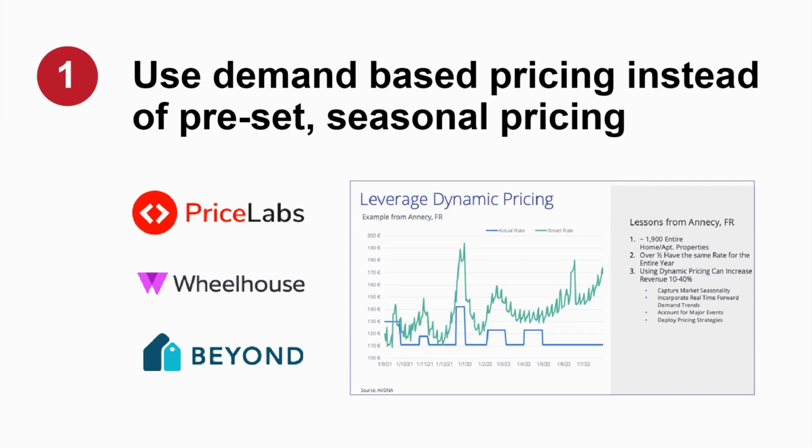Let me share a specific example from our friends at AirDNA, and you can see that over 50% of properties in Annecy, France have the same price all year round. That's the blue line. However, hosts could be earning 10 to 40% more by taking advantage of those high season spikes to charge more and lowering prices for better occupancy when demand is low. And you can see that illustrated with the green line. That was the smart rate. So this is where you could have gained profit, could have gained a higher price by doing some yield management through that system.